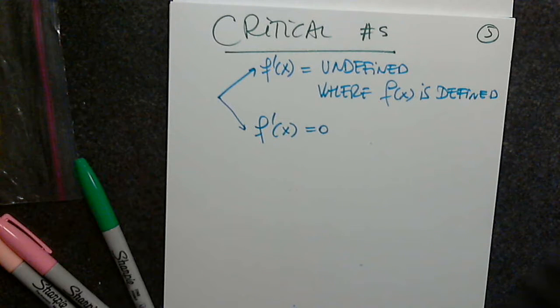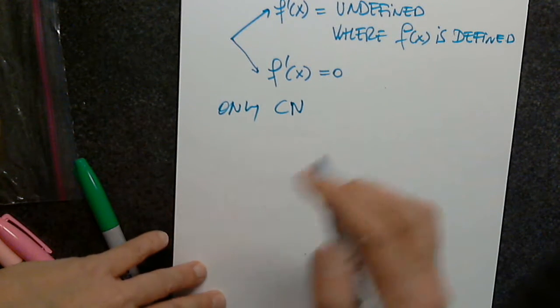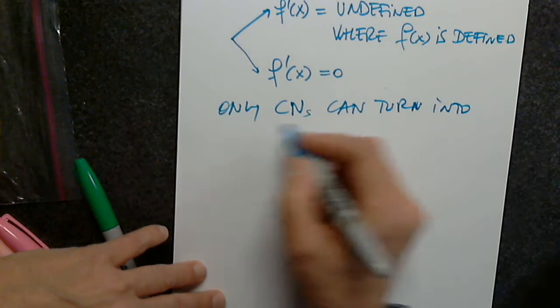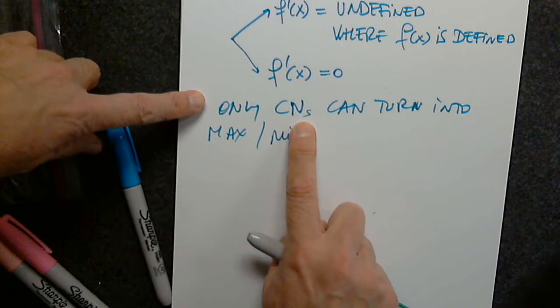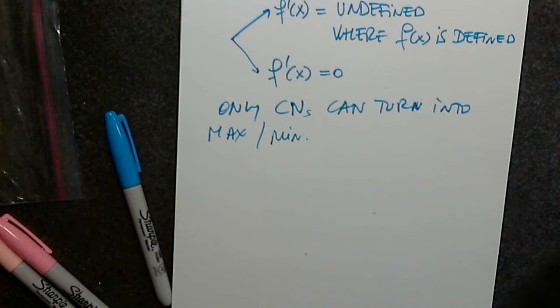Now, first of all, why are we looking for critical numbers? So here is the note. Only critical numbers, CNs, can turn into max-min. If a function has no critical numbers, it will never have a max or a min. If a function has critical numbers, is there a guarantee that it has max-min? No, still no. Something else follows that we have to check. So if a function has critical numbers, it doesn't necessarily say that it has max-min. Potentially, it may have. But if it has no critical numbers, we know for sure it has no max-min.